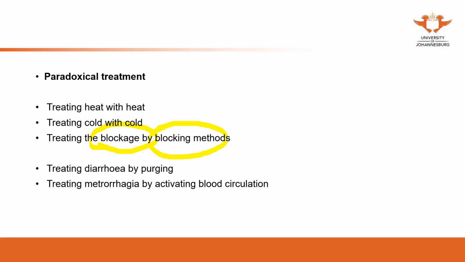There's another example: treating diarrhea by purging. For diarrhea, we normally use methods to stop diarrhea, to stop the movement, but sometimes we will use a purging method to cause diarrhea in order to stop diarrhea. How does that work? The way of thinking is that this diarrhea is due to excess pathogens in the intestine. So for this situation, we need to help the intestine clear the excess pathogens. That's how you can stop the diarrhea.